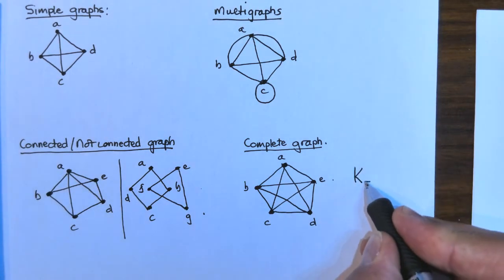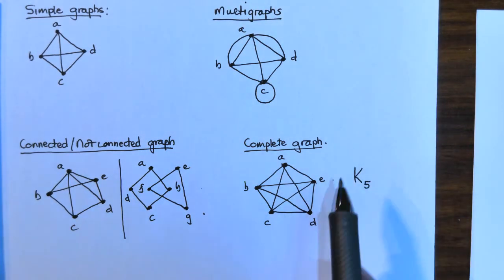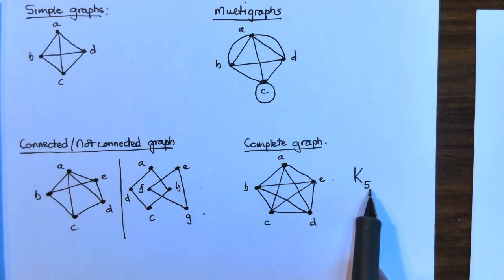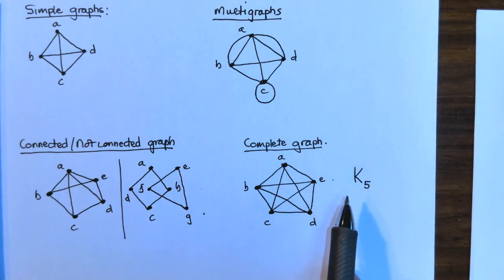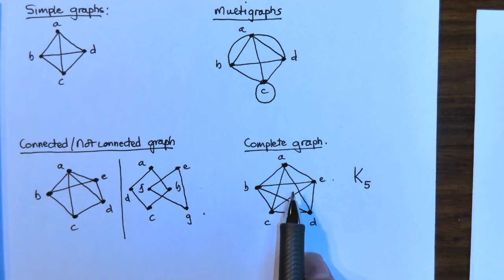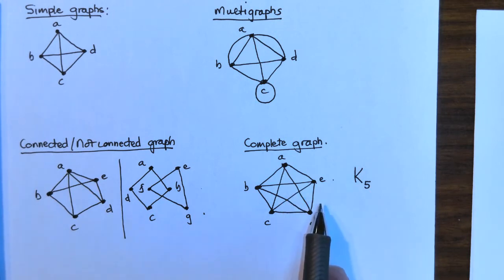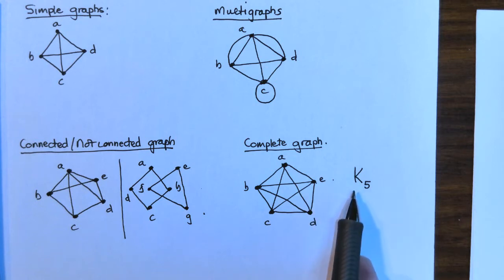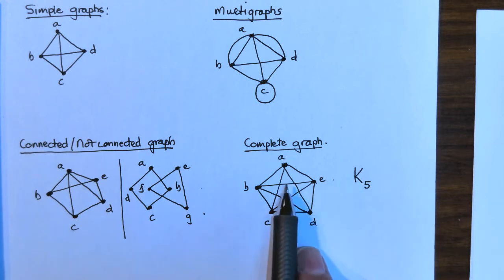So this will be K5. The complete graph with 5 vertices. Now, how many edges does that graph have? We'll talk about that just now. Since a graph is determined completely by which vertices are adjacent to which other vertices, there is only one complete graph with a given number of vertices. Okay? And that's it. K5 looks like this.